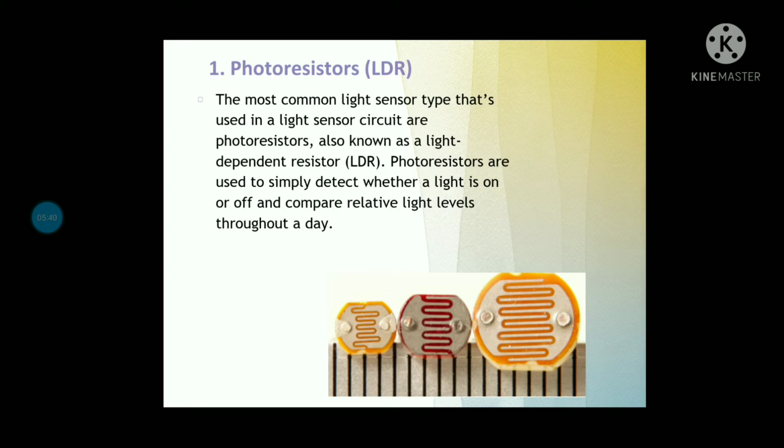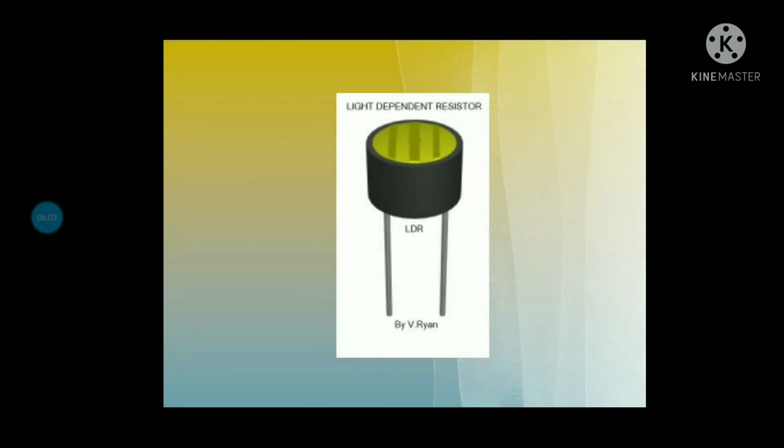The most common light sensor type used in a light sensor circuit is the photoresistor, also known as a light dependent resistor, LDR. Photoresistors are used to simply detect whether a light is on or off and to compare relative light levels throughout the day. In the image you can see this is the photoresistor, the LDR.